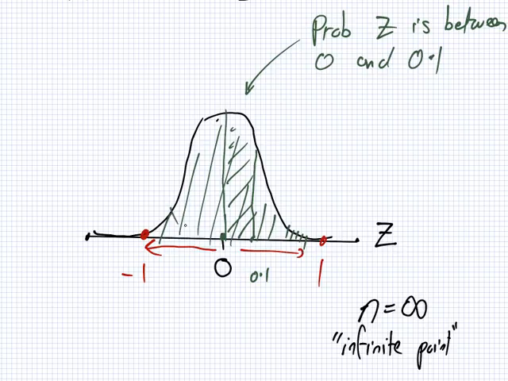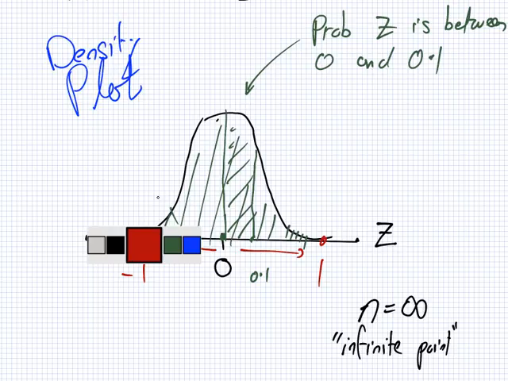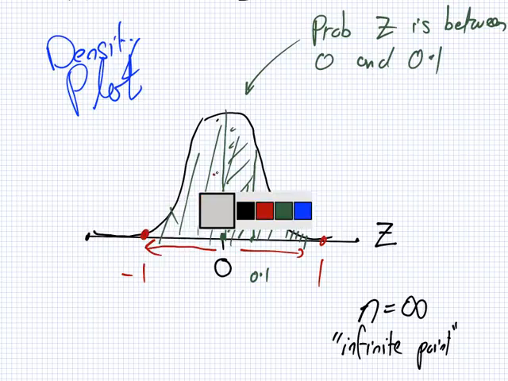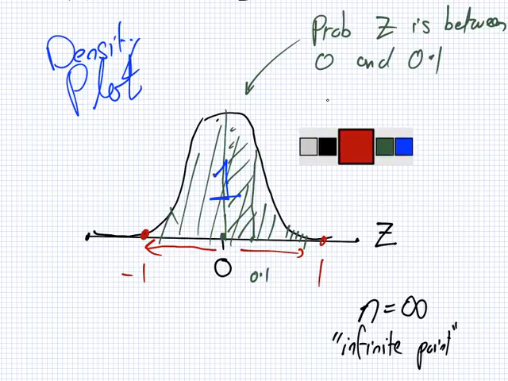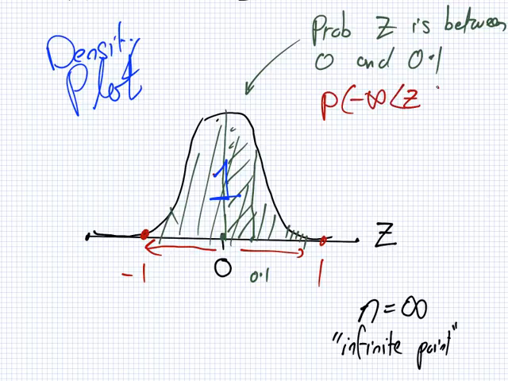If this is a density plot, what would you say the total area is? Total area, if you remember, is 1, because I said it's a probability. So in the density plot, the total area is always 1, which makes sense because the probability that z is between minus infinity and infinity is guaranteed. It has to be 1. So the total area has to be 1 here.